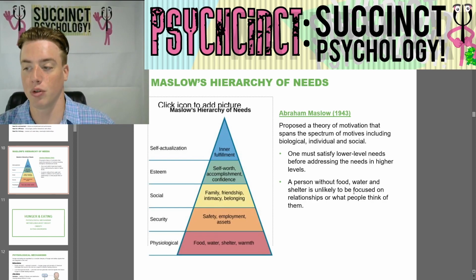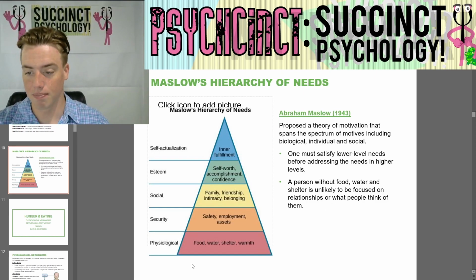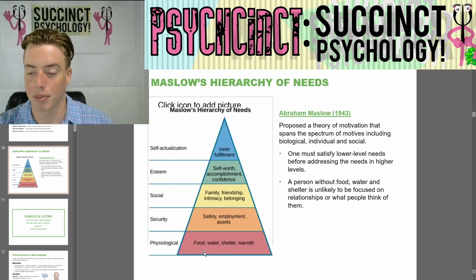So a person without food, water, and shelter is unlikely to be focused on relationships or what people think of them. So here you can see these are your most basic needs. Obviously you need food, water, shelter, and to be warm before you can worry about safety, employment, and assets. In each level you have physiological, security, social esteem, and self-actualization.